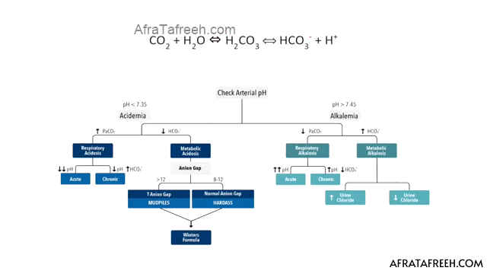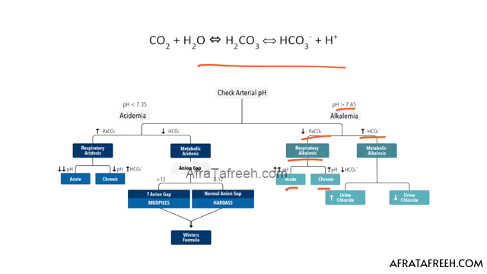Okay, moving on to respiratory alkalosis. So we've checked the pH as well as the carbon dioxide and bicarbonate and have determined that the patient has a respiratory alkalosis. At this point, we need to determine if it's an acute or chronic process.